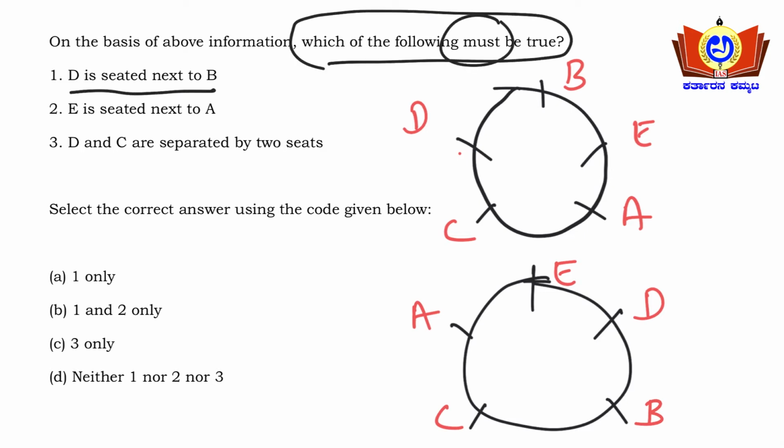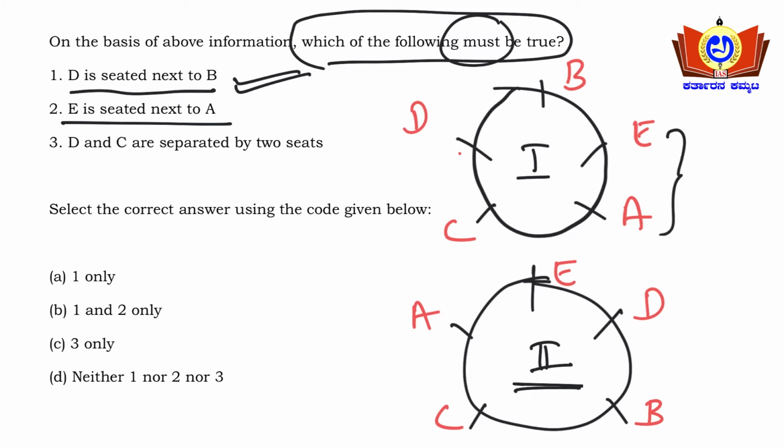D is seated next to B. So this is the first case and this is the second case here. D is seated next to B. This holds good for the first case, and this also holds good for the second case. Both the images are right here. E is seated next to A. Yes, E is seated next to A, and E is seated next to A. So for both the images, this condition also holds good.